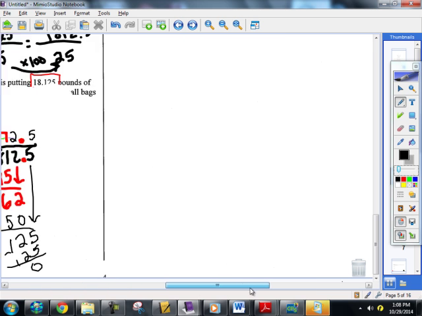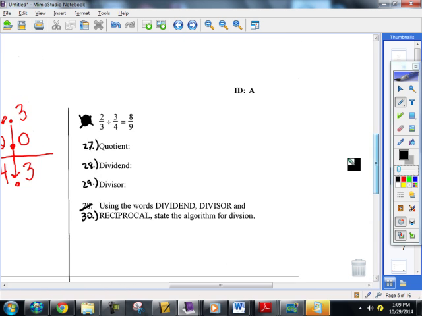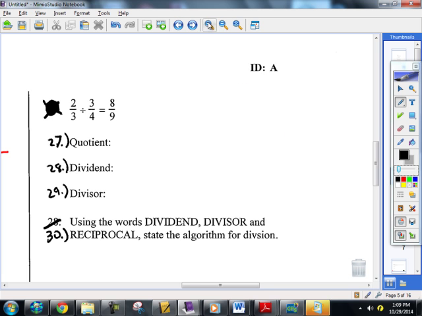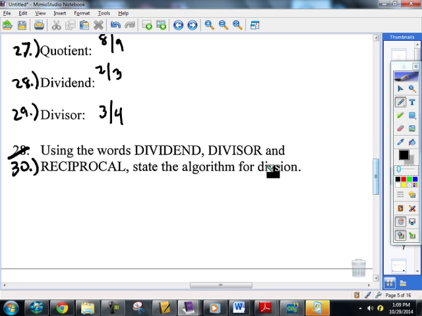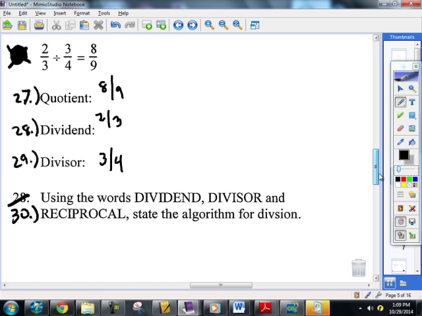Okay. Next, number 29. Pretty much everybody did well on these, except one person that's probably very, very mad at themselves. The quotient is the answer to a division problem, so that's 8/9. The dividend then is the first number, which is 2/3, and the divisor is the second number, which is 3/4. Who cares? I'm just saying. No learning targets for that one.